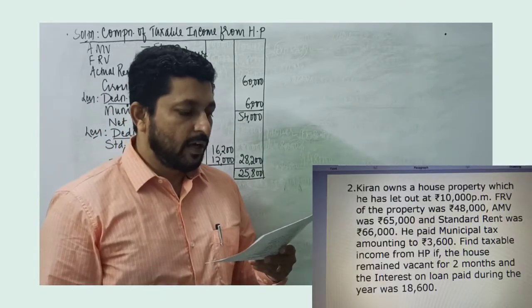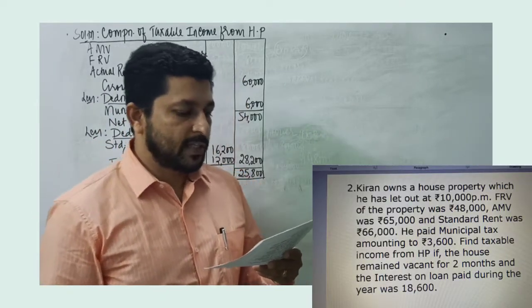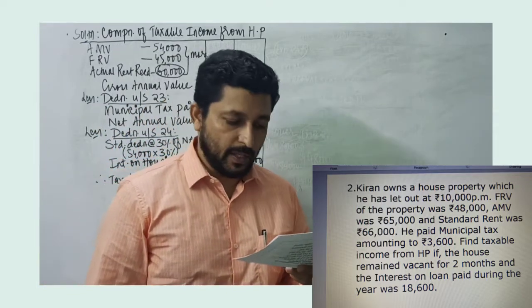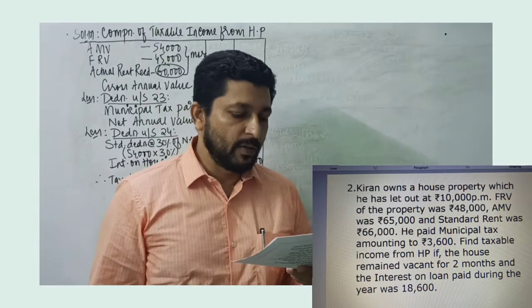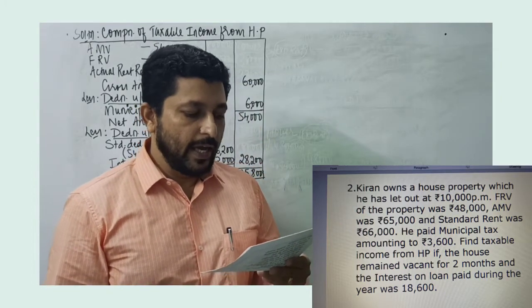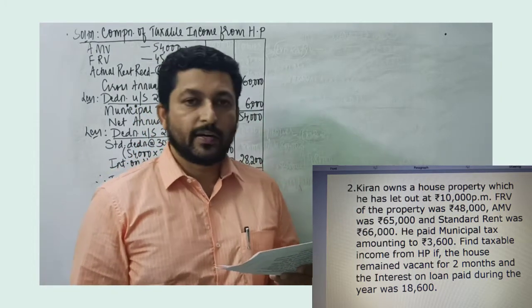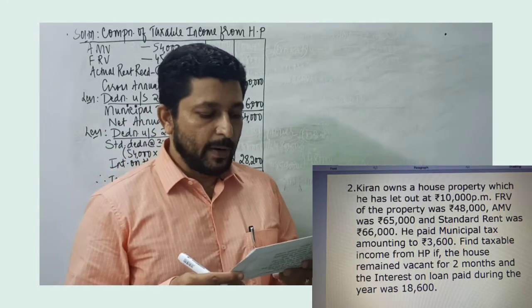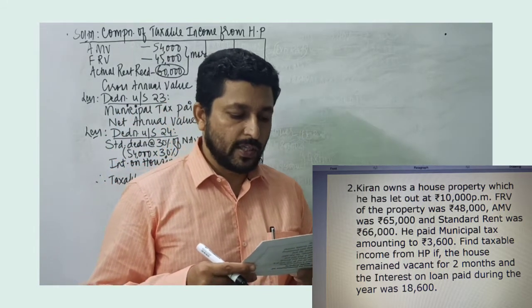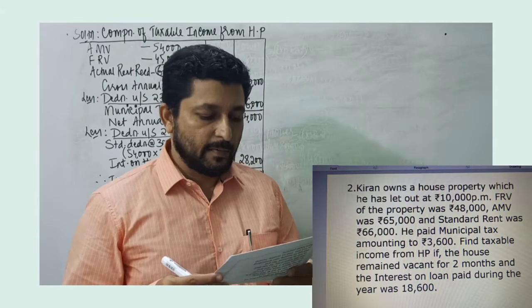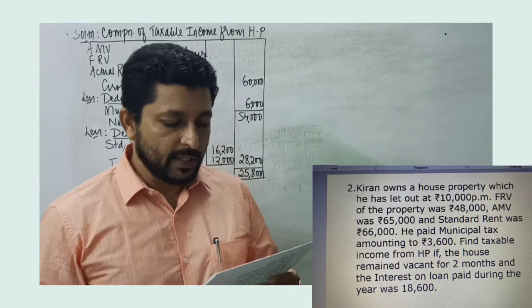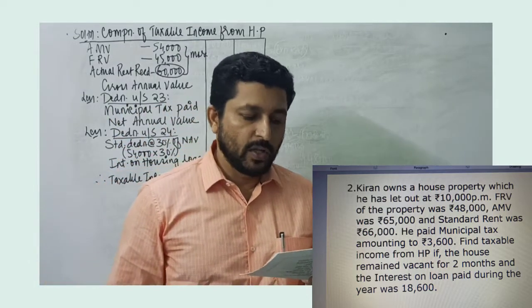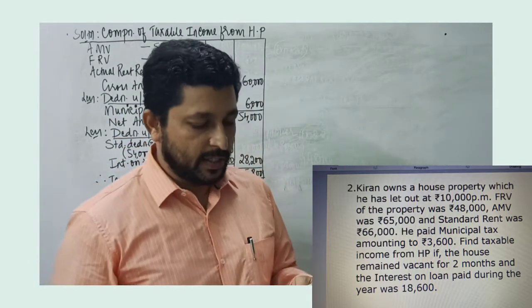Second question. Kiran owns a house property which he has let out at rupees 10,000 per month. FRV of the property is 48,000. AMV is 65,000. Standard rent is 66,000. He paid municipal tax amounting to rupees 3,600. Find taxable income from house property if the house remained vacant for 2 months and interest on loan paid during the year was rupees 18,600.